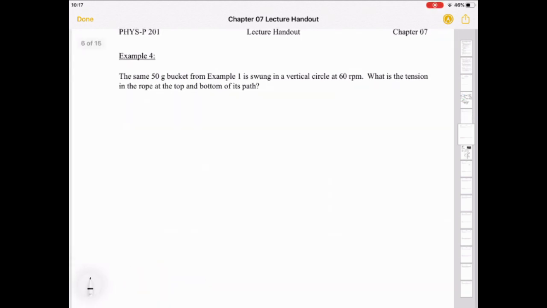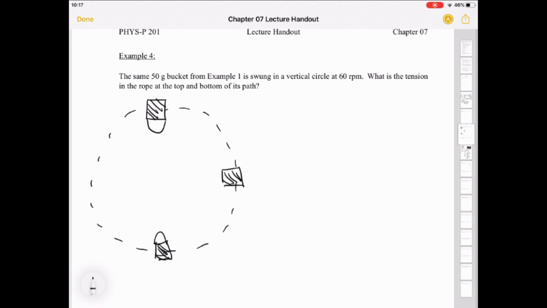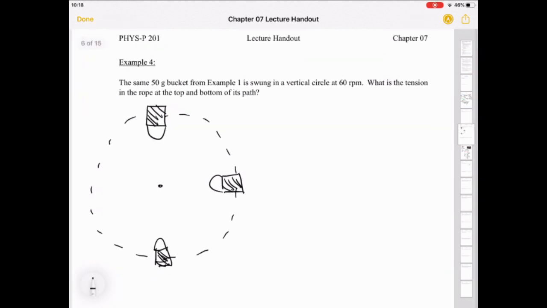So let's draw the picture. We've got the bucket. Let's draw it at maybe a couple different points in the path. So there's the top, there's the rest of the circle, more or less. There's the bottom, and maybe off to the side. Just different time points in here. Again, same radius as before. It's a different rate now. It's 60 RPM. But it's the same 50 grams, and it's the same meter radius.